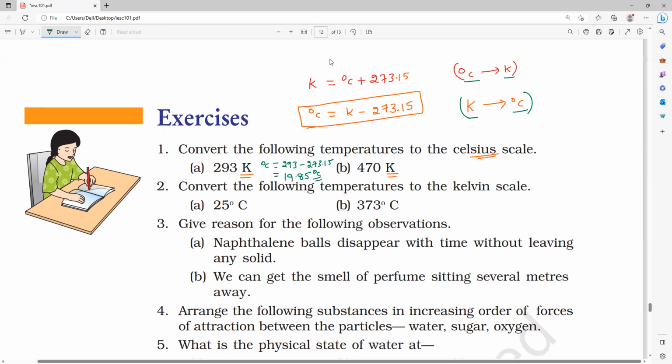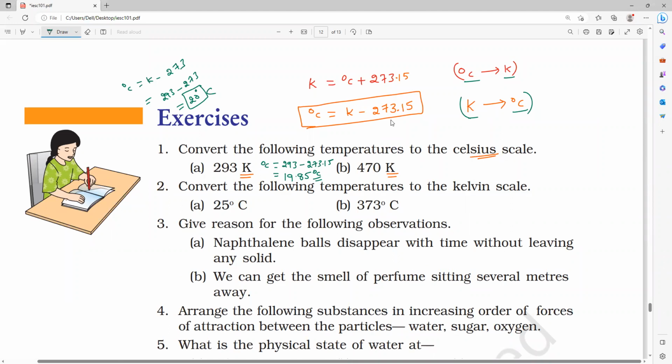Or if I use just 273, what is the answer? Kelvin minus 273, which is equal to 293 minus 273, which is equal to 20 degrees Celsius. Understand? Not 20.15, not 19.85. Very good. So that is what.